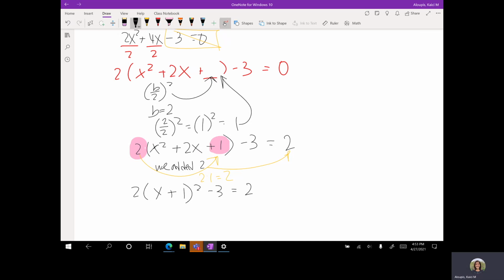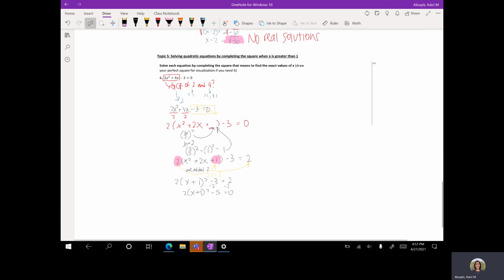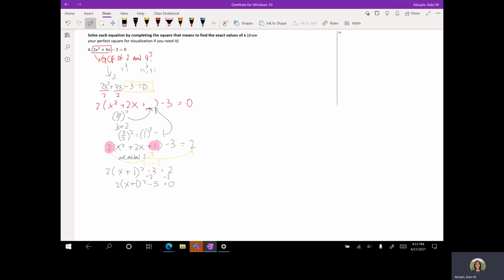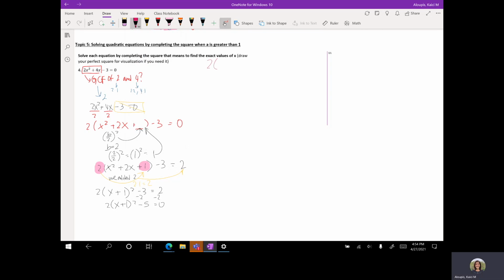I'm going to subtract this 2 from both sides so we can have it equal to 0 because that's what we're used to. 2 times x plus 1 squared minus 5 is equal to 0. Okay, so that's the vertex form, the completed square of our original equation for number 4. But let's solve for this. So if we have 2 times x plus 1 squared minus 5 is equal to 0.